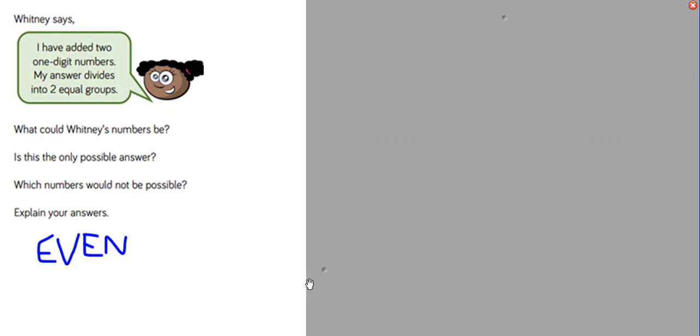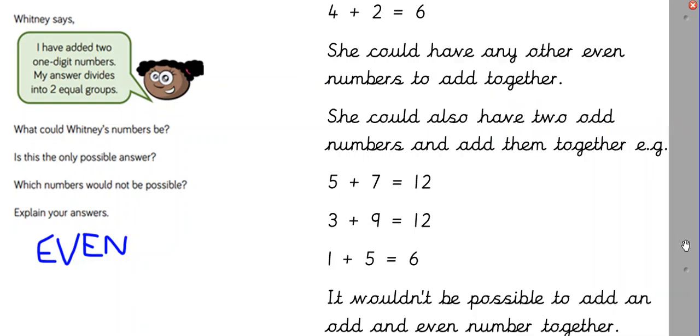Okay then, let's have a look. So, 4 add 2 is 6, so even add even is even. So she could have any other even numbers to add together, okay? So if she added any even numbers together, she would get an even answer. But she could also have added two odd numbers together, okay? So for example, 5 add 7 is 12, 3 add 9 is 12, 1 add 5 is 6. However, if she added an odd number and an even number together, she wouldn't have got an even answer.